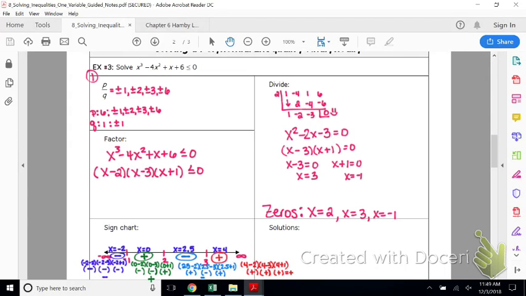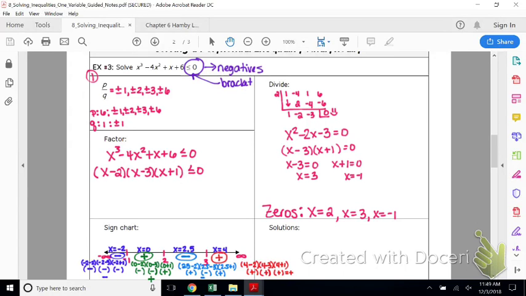But what was our problem? We wanted to know where the polynomial was less than or equal to 0, didn't we? What kind of numbers are less than 0? Negative numbers. So we're looking for where our negatives are, and our 0. And because it's equal to, that means we're going to use brackets on the numbers.